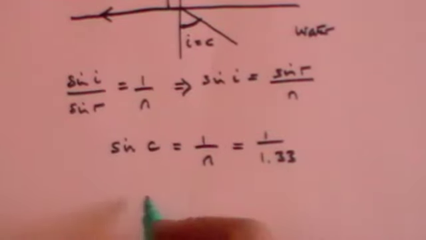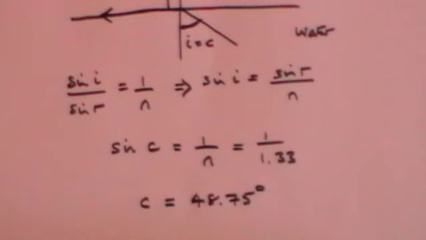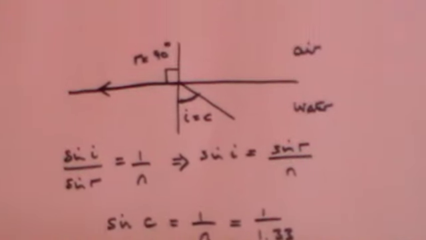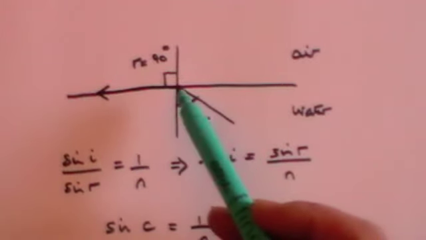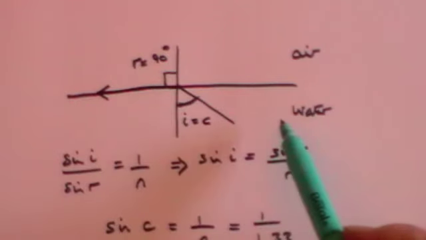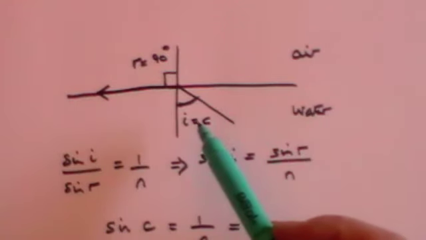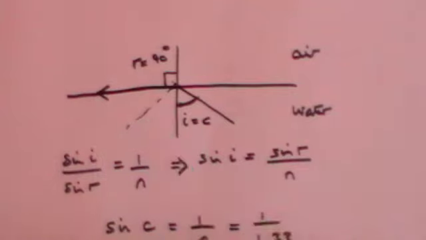And what you will find is that the critical angle is 48.75 degrees. So if you shine a light at an angle which is 48.75 degrees, then it will be refracted along the surface, assuming you're doing it in water. If you shine a light which is more than 48.75 degrees, then it will be totally internally reflected.